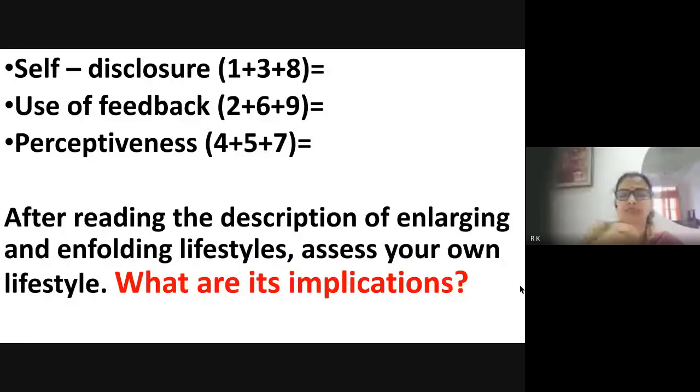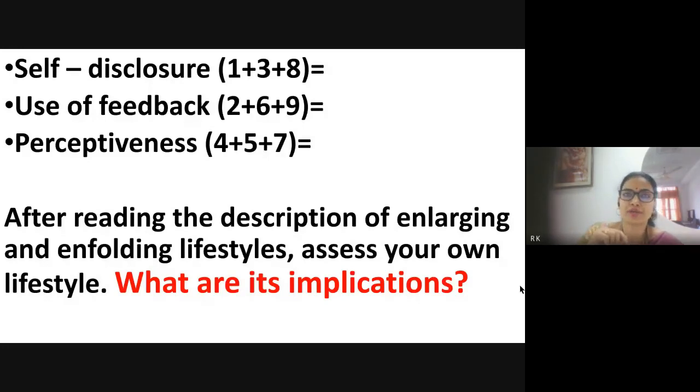Say, for example, the self-disclosure. The self-disclosure, in my case, I have got 7. 7 means that I am talkative. I talk about my own self. I tell, please don't touch my mobile. I'm not liking it. So anything that I want to express, I'm a little bit extrovert. I express myself. So there won't be any problem with that.